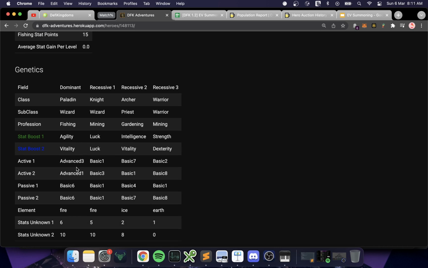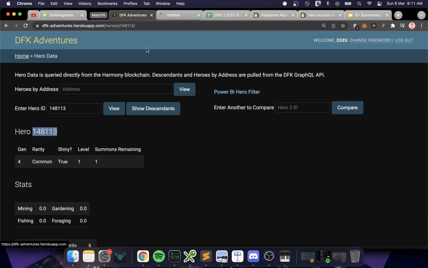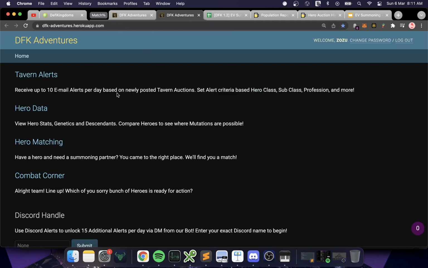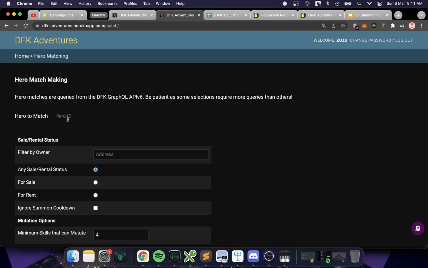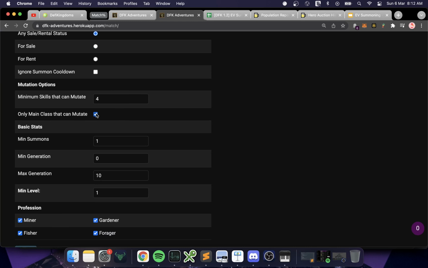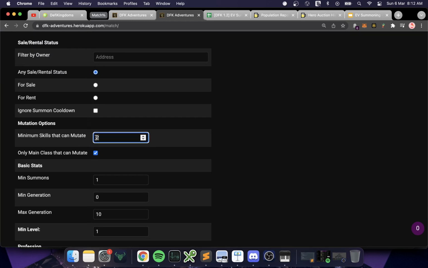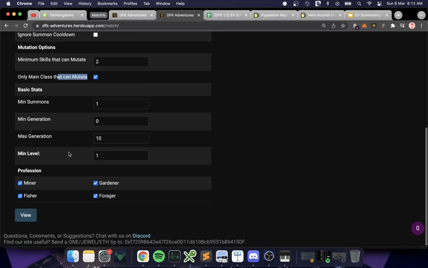Now the question is, how do we use this last summon of this paladin for the next one? So maybe give you some bonus as well. This website has a matching feature. It's kind of premium, I would say. So you need to look at RAF very, very nicely. But what you do then is go here to minimum skills that can mutate plus the main class that can mutate, and then you can filter anything in.